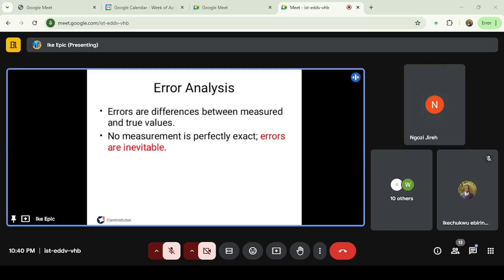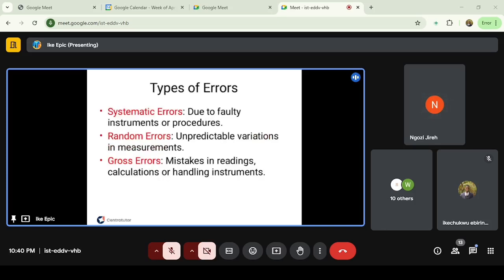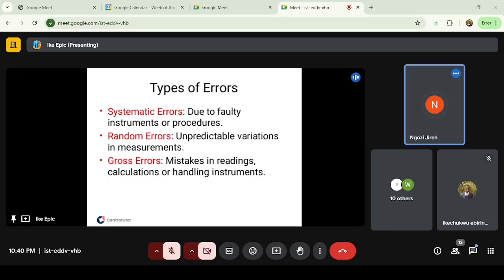As I stated initially, no measurement is perfect. In every measurement, there's always a level of error, though some errors are more pronounced than others. So we'll be moving to the types of error. I listed three types of error. There are still more types, but for the sake of this lesson, we'll be talking about just these three: systematic errors, random errors, and gross errors.